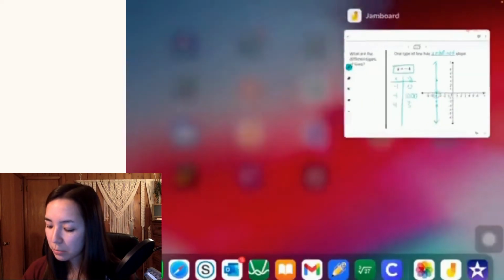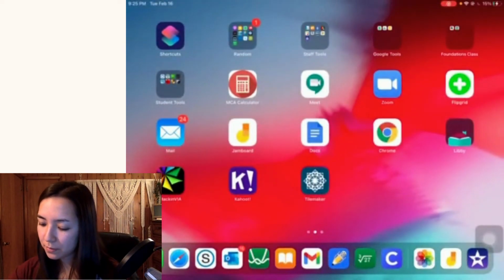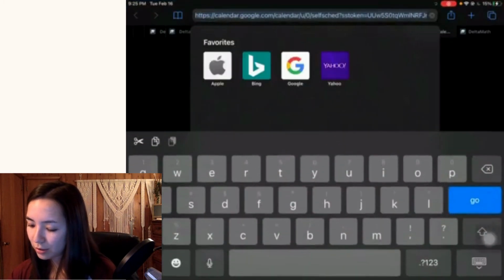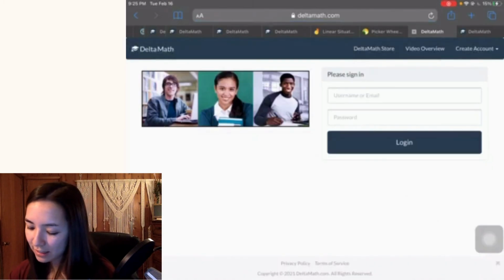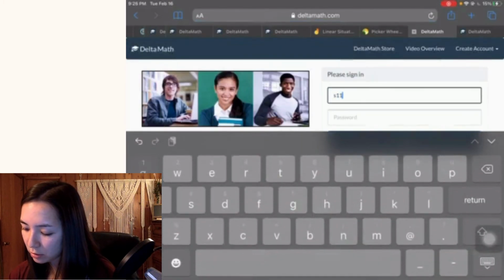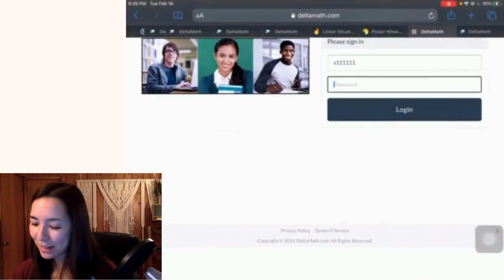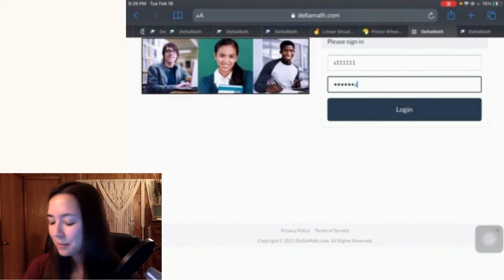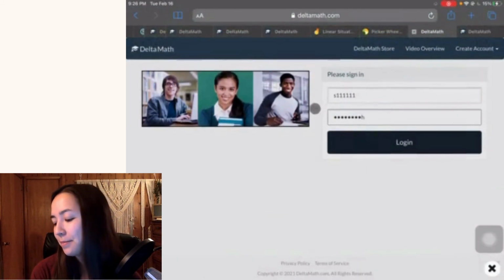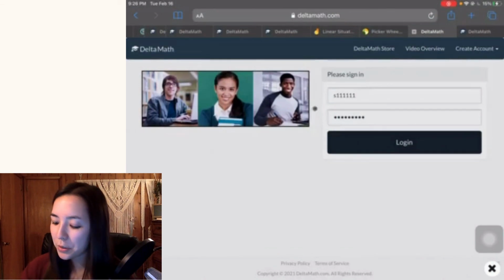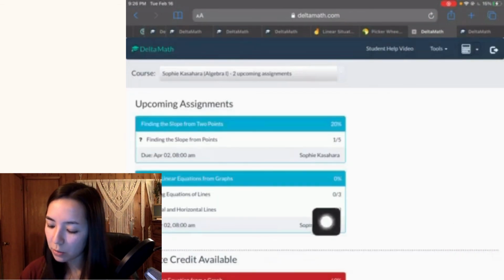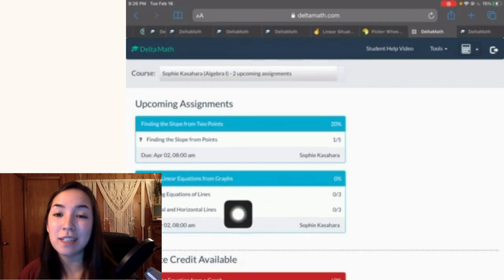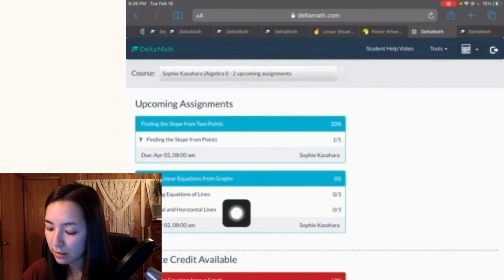You guys are going to practice this today. You guys are going to go to deltamath.com again. Log in with your lunch number and password. You're going to do these 2 assignments today. Write equations of lines and also write vertical and horizontal lines. You need to get 3 problems right in each one.